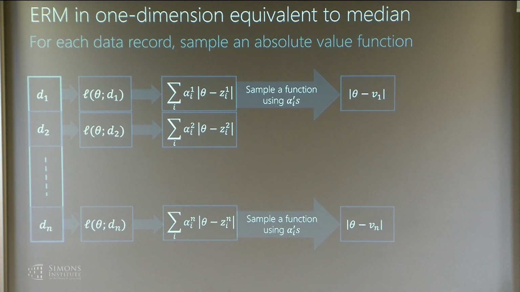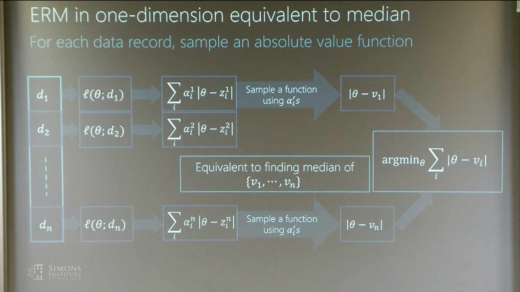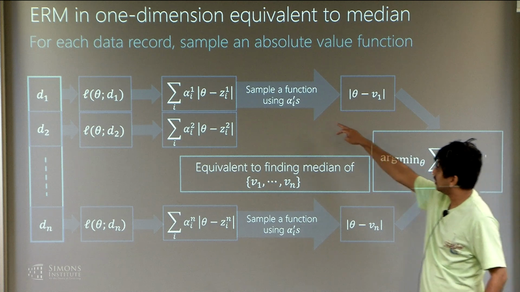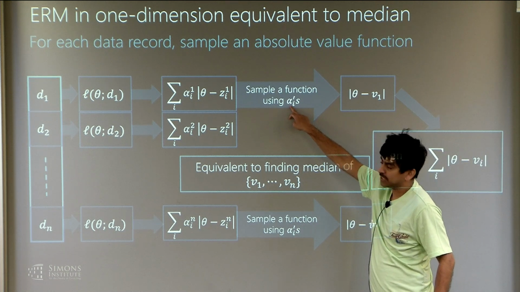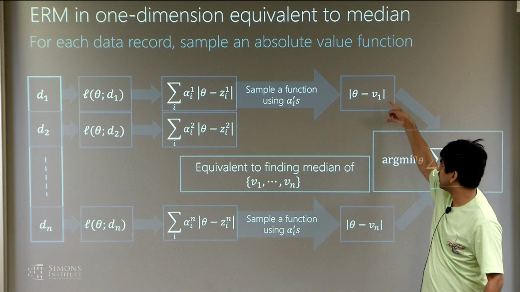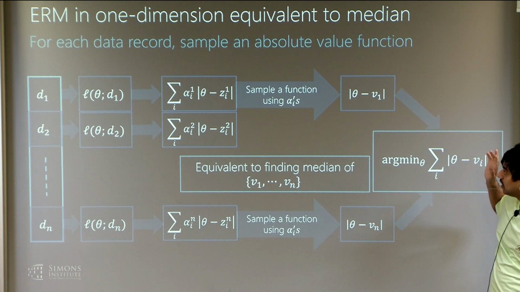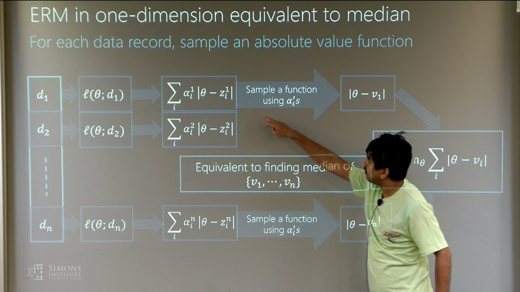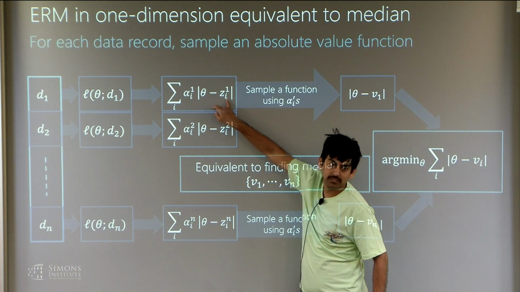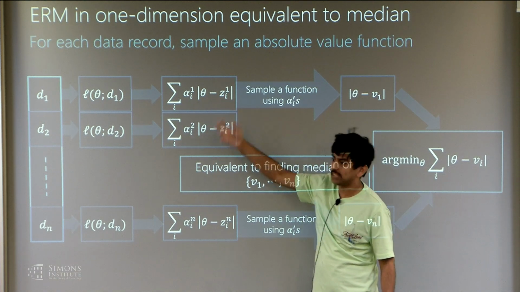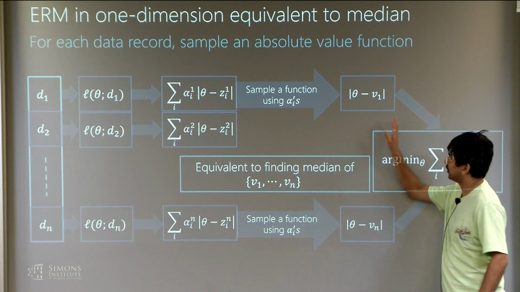So now you get a bunch of absolute value functions once you sample with the convexity parameter. So what are the V's? Well, whatever the absolute value function is sampled. The V is the sampled Z? Yeah, sample Z, for the definitive notation.